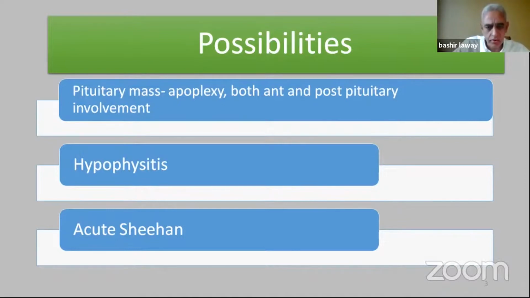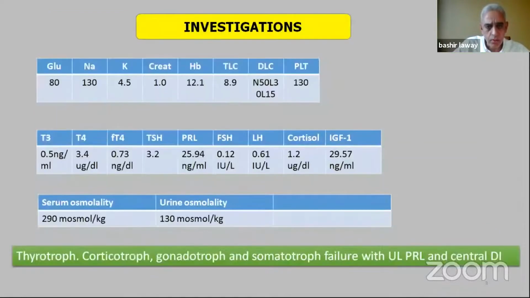So with these three differential diagnoses in mind, we went ahead with the investigations. Glucose was normal, 80, slightly on the lower side. Sodium and potassium were normal. Anterior pituitary functions revealed low T4 with an inappropriately normal TSH. FSH was low, LH was low, she was still amenorrheic, cortisol was low, IGF-1 was low, and prolactin was slightly on the higher side. Because she had polyuria, we did an osmolality: serum osmolality was 290 milliosmoles per kg, which is on the higher side, and urine osmolality was only 130 milliosmoles per kg.